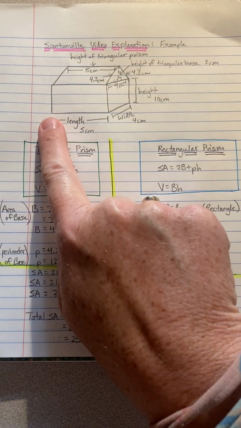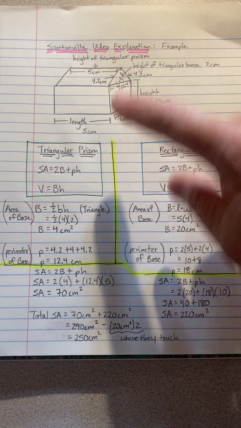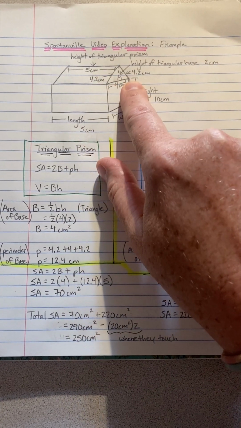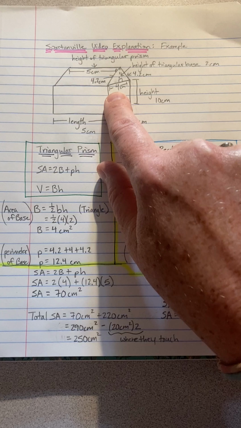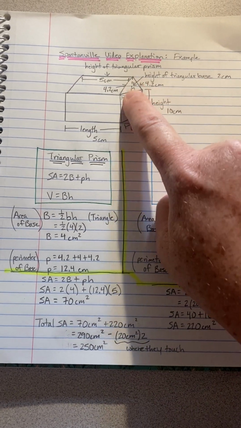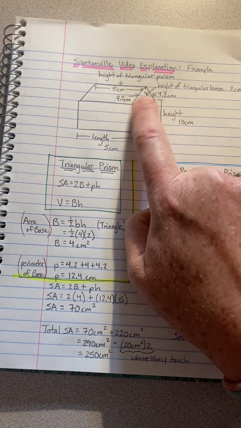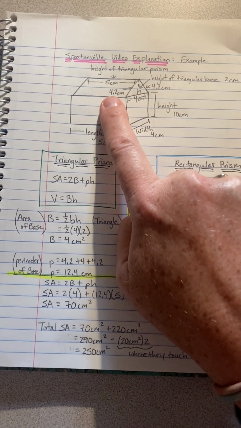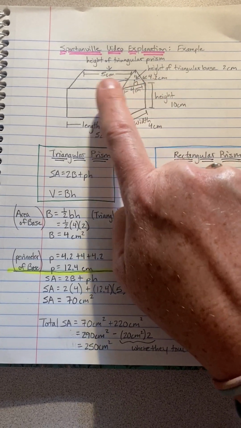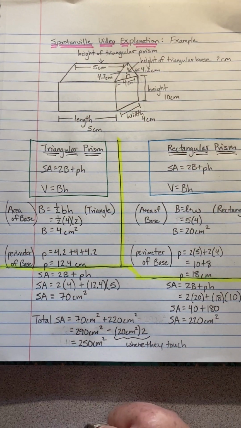So first I have the length of the rectangular prism is 5 centimeters. The width is 4 centimeters. The height is 10 centimeters. The triangular face of the triangular prism has a base of 4 centimeters and a height of, excuse me, a height of 2 centimeters. And then the sides of the triangle, other than the base of 4, are 4.2 centimeters. Both of them are the same. And then the height of the triangular prism is 5 centimeters.